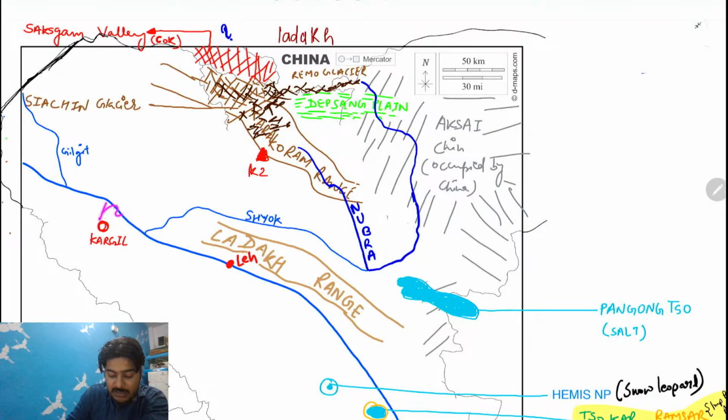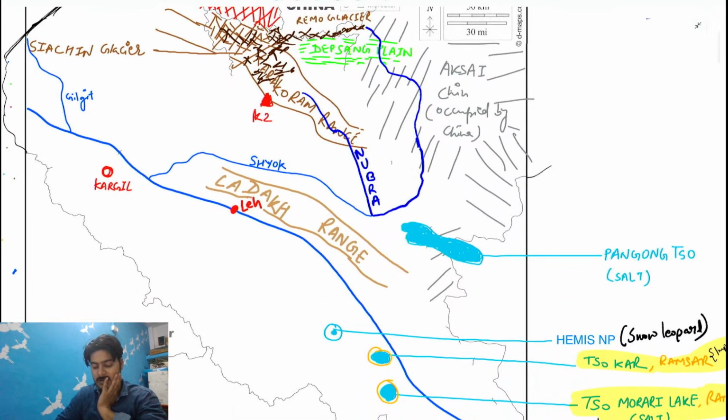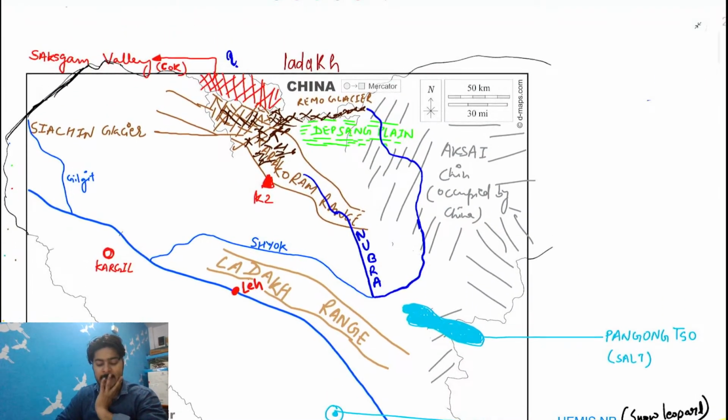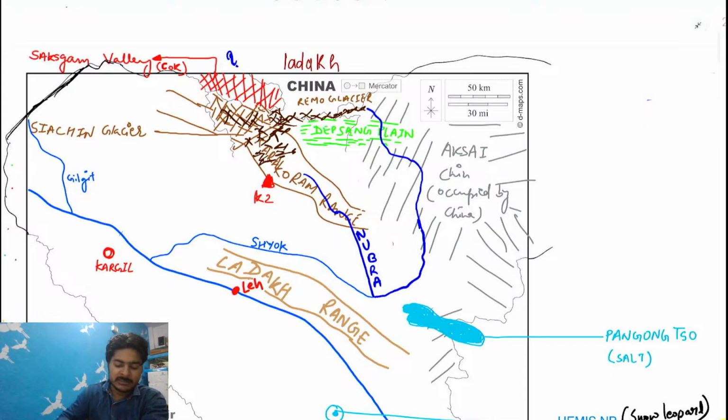Kargil war happened, and it is at some distance. Kargil, so it is at some distance. Clear? This is about it. And then we have the Gilgit. Gilgit is an area.